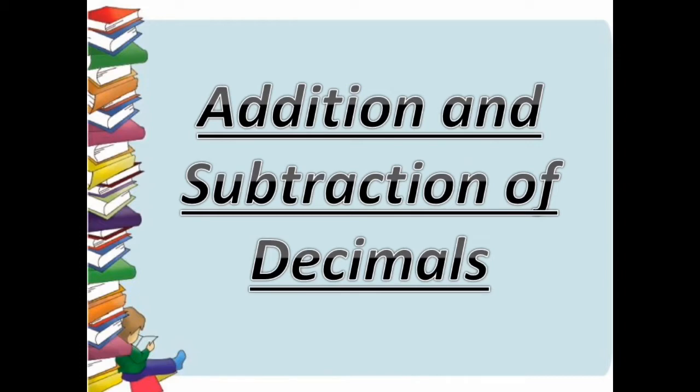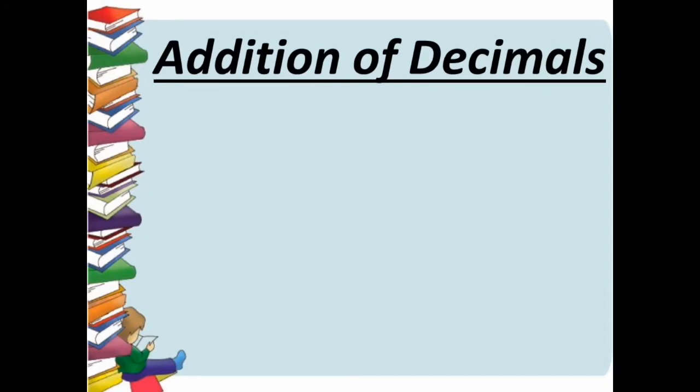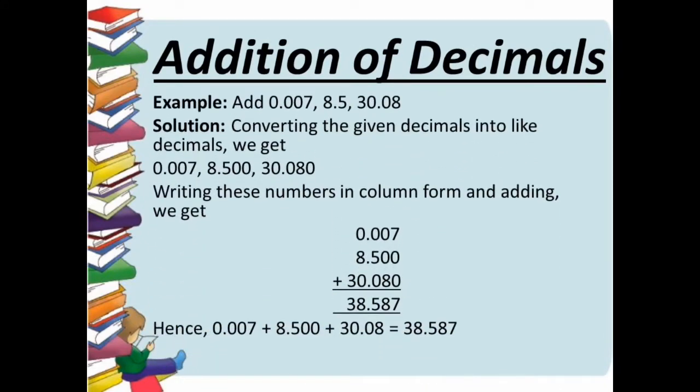Now, addition and subtraction of decimals. And the first is addition of decimals. In this, students, I have taken one example, and the example says: add 0.007, 8.5, 30.08. Now students, these are unlike decimals.